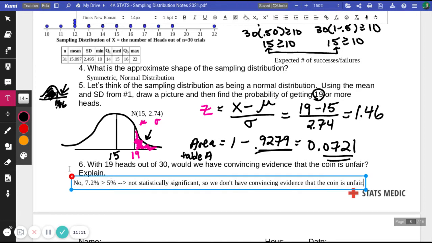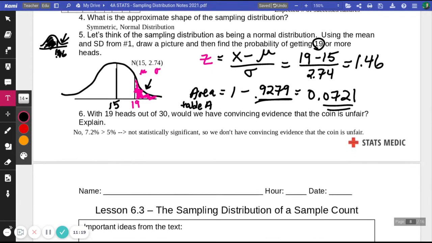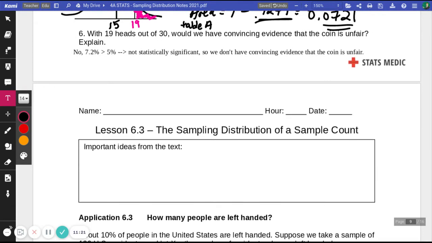Which hopefully coins aren't unfair because they're coins, and we've always believed that 50% of the time it lands heads, 50% of the time it lands tails. So let's wrap up with some important ideas from the text on the next page. And we're basically going to wrap up what we just did.